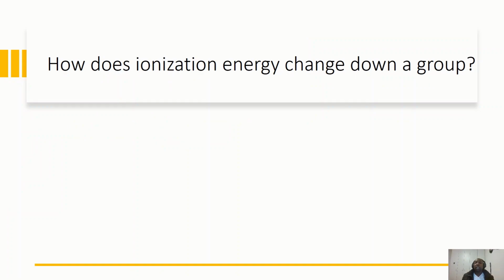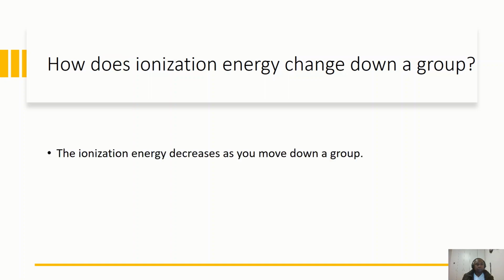So how does ionization energy change down a group? Ionization energy decreases as you go down a group. Remember, ionization energy is the energy needed to remove an electron from an atom, so this energy decreases as you go down the group.